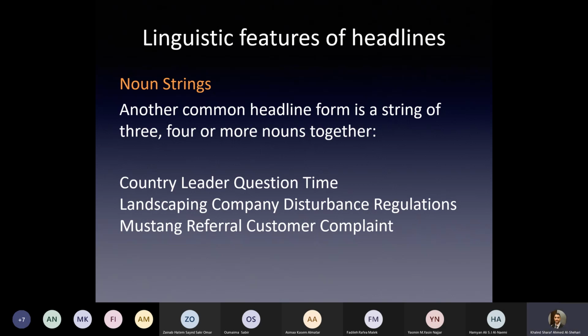So we'll be familiar. When we work on news stories this semester, we'll see examples like that. We'll see headlines written this way. Look at the second one: landscaping company disturbance regulations.